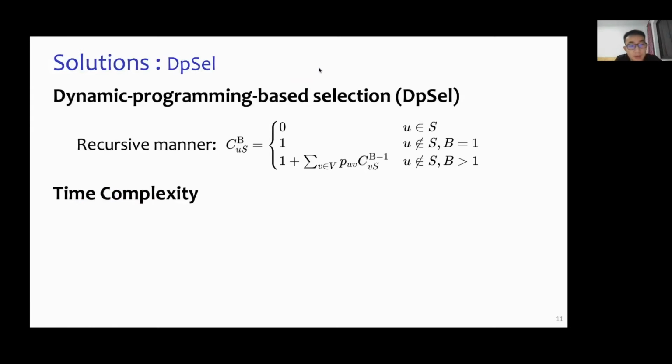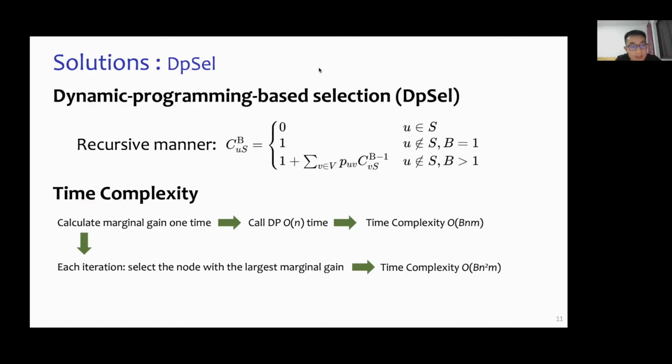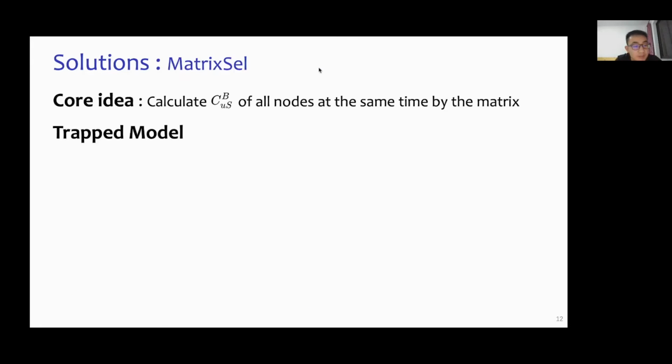Then we introduce the dynamic programming-based selection, DpSel. We use a recursive manner to compute C_u(S). Here, we show how to get the total time complexity of DpSel step by step, but it's too slow for practical use. To improve the efficiency of DpSel, we devise the matrix-based selection, MatrixSel. The core idea of this solution is calculating the C_u(S) of all nodes at the same time by the matrix. Any walk steps after S is visited will have no effect on computing C_u(S).